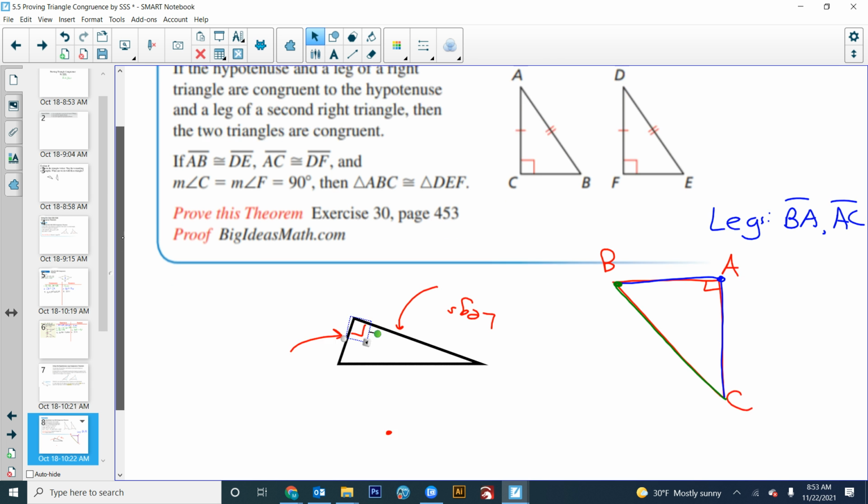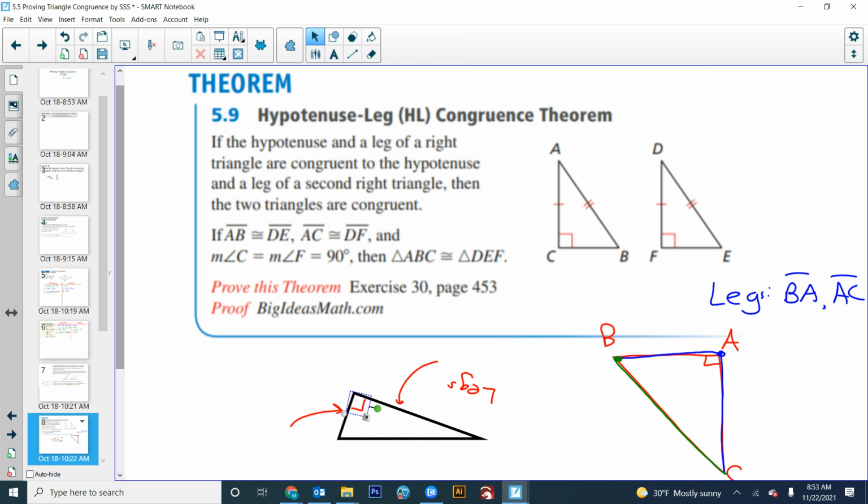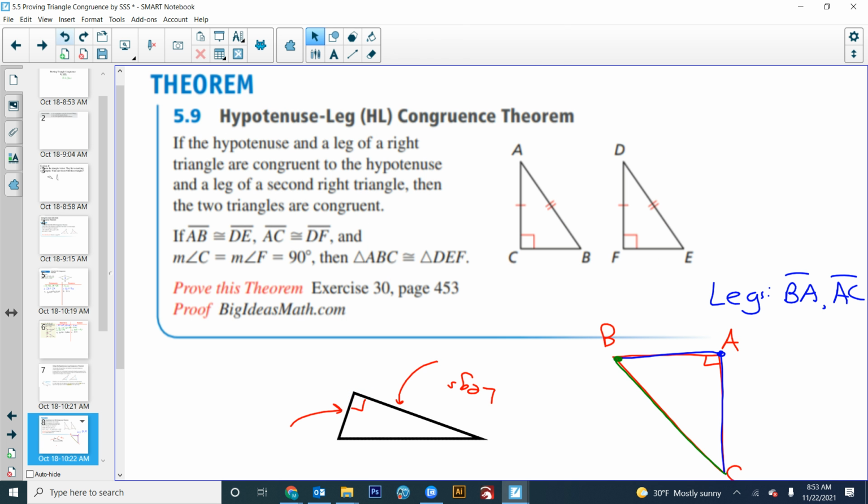Well, this is only for right triangles. And here's what this says. If you have a hypotenuse and a leg congruent in two different right triangles, the triangles have to be congruent. Does that make sense?